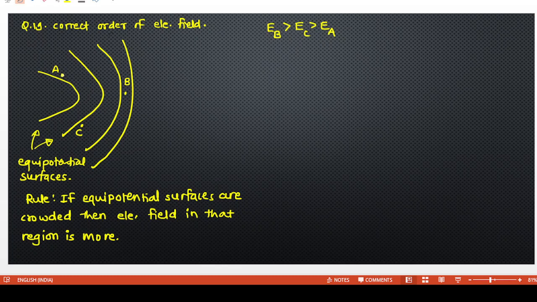Now if you want to find the direction of the electric field at point A, you know the direction of the electric field should be perpendicular to the equipotential surface. So it should be like this. At point C it will be like this, perpendicular to the equipotential surface. At point B it should be like this. Draw it. You should be able to figure out the direction also. Of course direction cannot be compared. We are comparing here the magnitudes of the electric field. Clear?